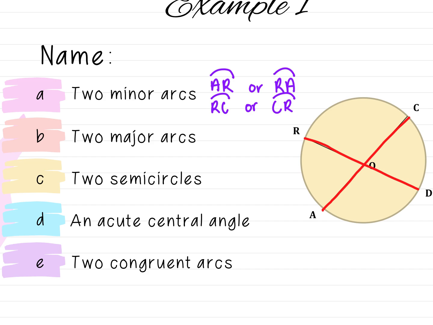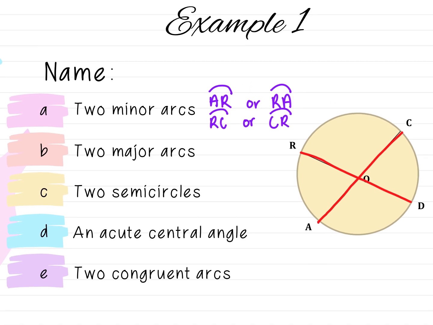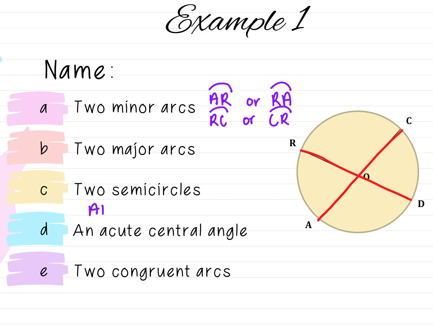Next, I have two major arcs. Who could give me one major arc? Say it one more time. AC, be more specific. ADC. But is that a major arc? No, that's a semicircle. So I'll go ahead and write that here. We have a semicircle ADC, but let's go ahead and find a major arc.